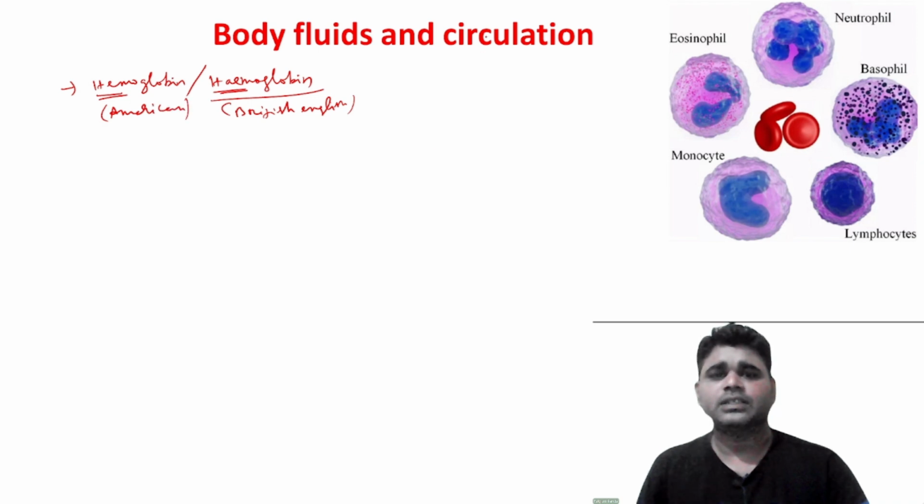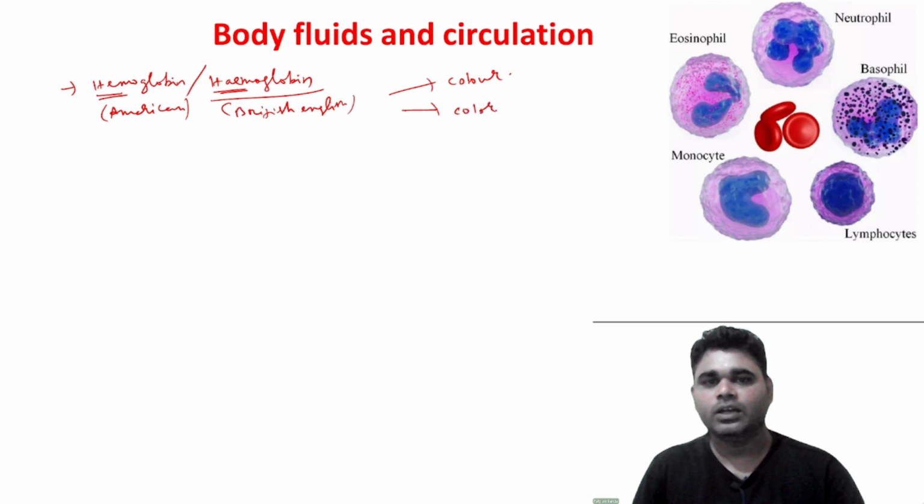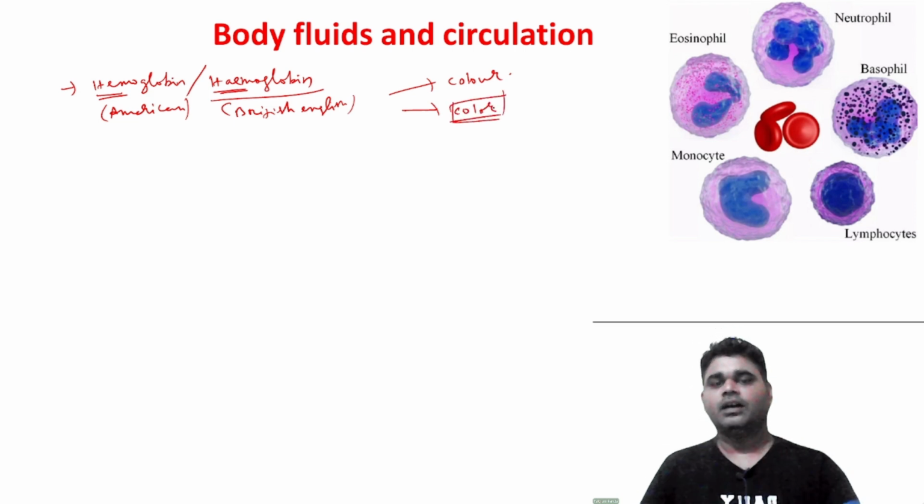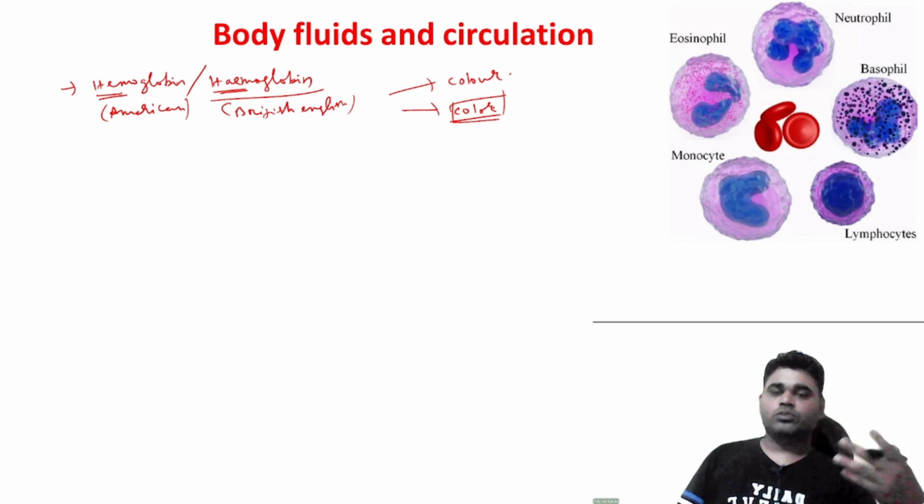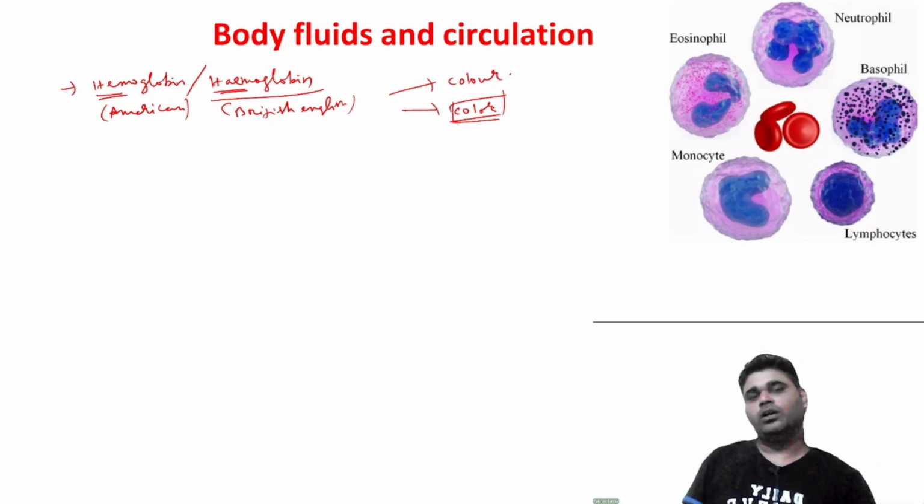For example, for the color, in British English the spelling is COLOUR, while in America it is COLOR. The Americans go according to the pronunciation of the word color, but in British English the spelling is COLOUR. Like that, in British English the spelling is HAEMOGLOBIN, but in American English it is HEMOGLOBIN. Okay.